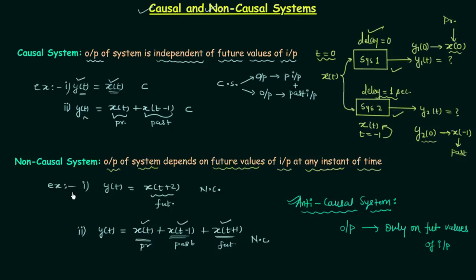For example, if you see the first example, here y(t) is equal to x(t+2). So the output of the system is only dependent on the future values of input. There is no past or present values of input. So this system is non-causal plus it is anti-causal. So anti-causal systems are always non-causal, but the reverse of this statement is not true. For example, here the system is non-causal, but it is not anti-causal. And whenever you have an anti-causal system, it is always non-causal.